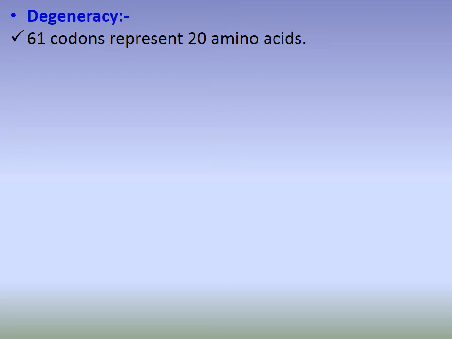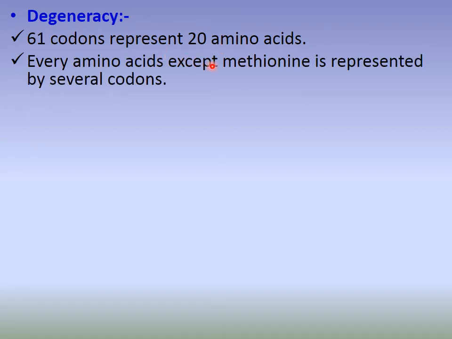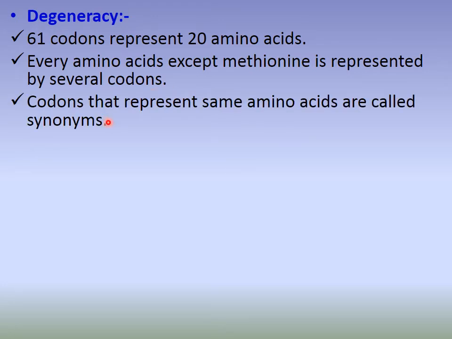Now degeneracy. So what is degeneracy? We have seen that there are 61 codons. How 61? Out of 64, 3 are stop codons. So when we subtract this, we have 61 combinations. These 61 combinations code for 20 amino acids. Every amino acid except methionine is represented by several codons. The codons that represent the same amino acid are called synonyms. So when we have the same amino acid with two codes, these codons are known as synonyms.